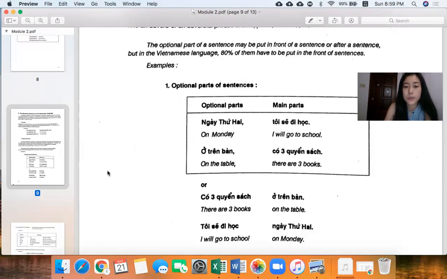The second example. Ở trên bàn có ba quyển sách. In this sentence, the optional part is ở trên bàn. The main part is có ba quyển sách. Here, the optional part is put in front of this sentence. So, we still have another way to write this sentence. Có ba quyển sách ở trên bàn. Here, the optional part is put after the main part.